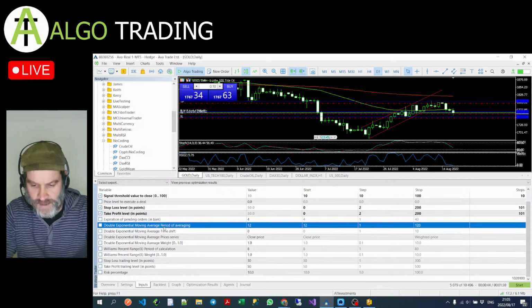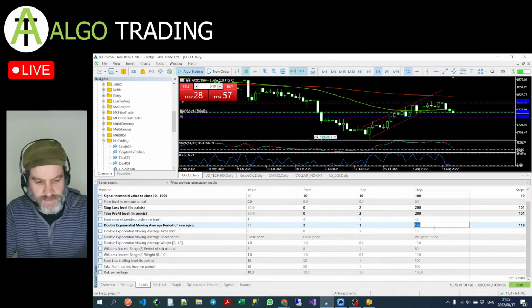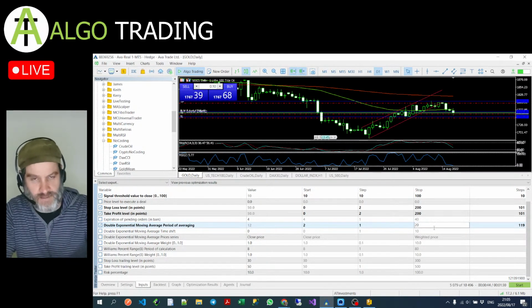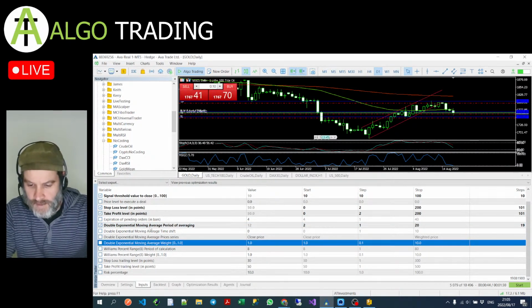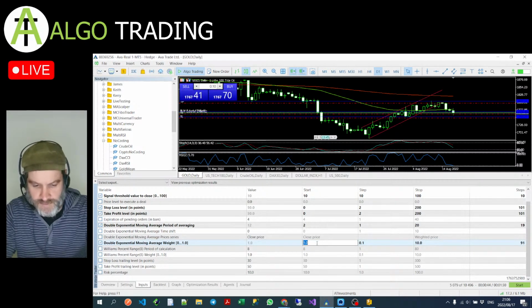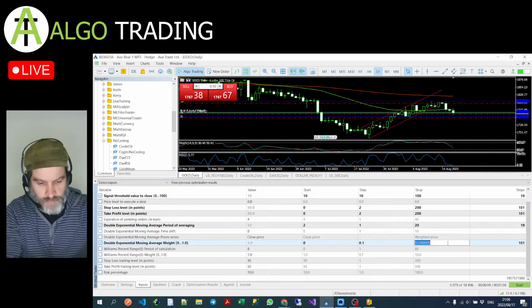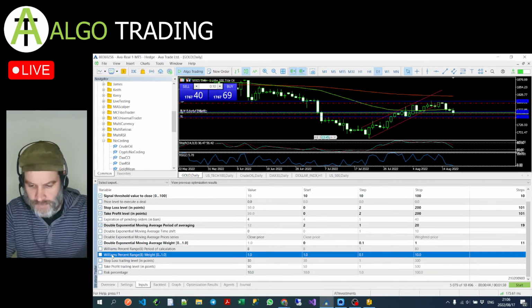Double exponential moving average period. Now we'll do this from 2, go up steps of 1, and let's go to 20. Time shift, keep as is. We'll be using the close price, the weighting. Let's just click that. So we'll start at 0, we'll go up in 0.1, and we'll go to 1. Okay, the Williams percent period. Oh, that's the weight, sorry. The weight.